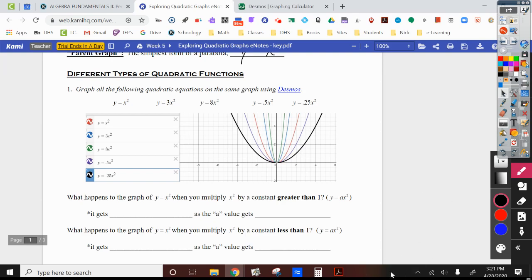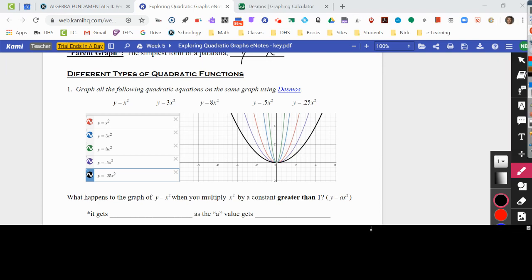multiply x squared by a constant greater than 1? Again, a constant is just a number greater than 1. It looks like it gets narrow as the a value gets bigger. As that number goes up, 3, 4, 5, 8, 10, 100, the more narrow the graph is going to be.